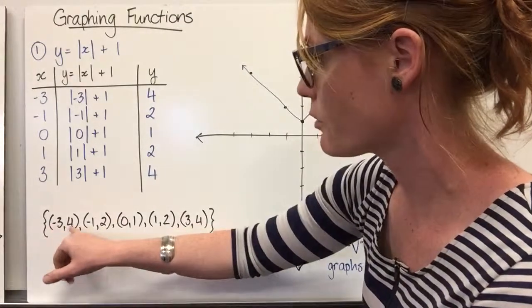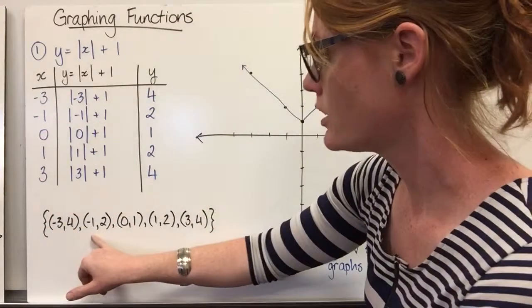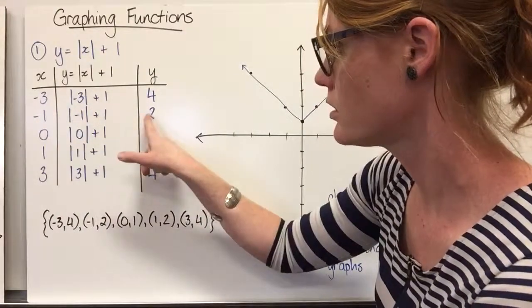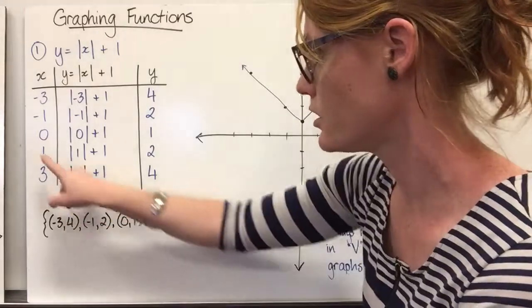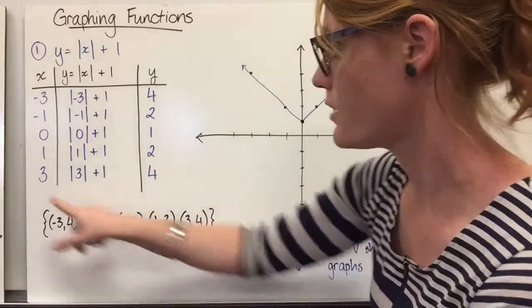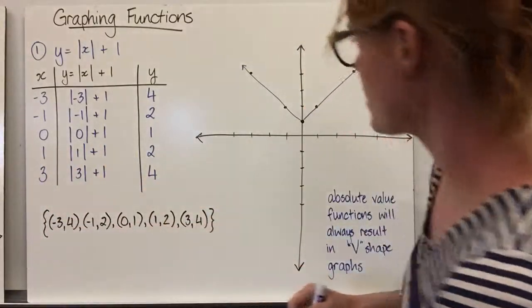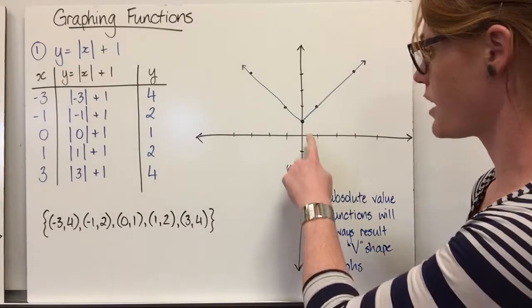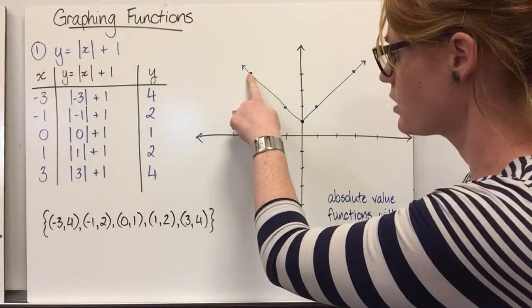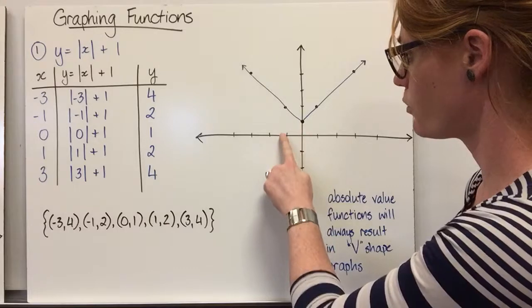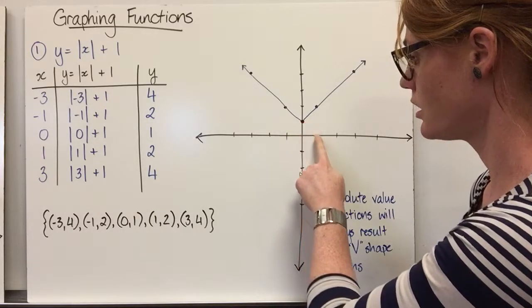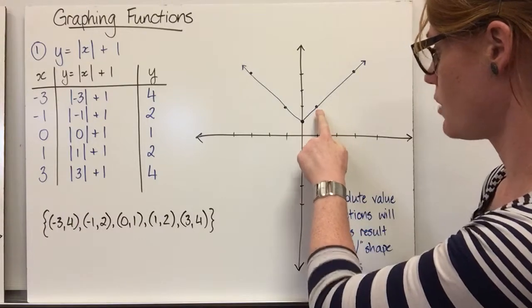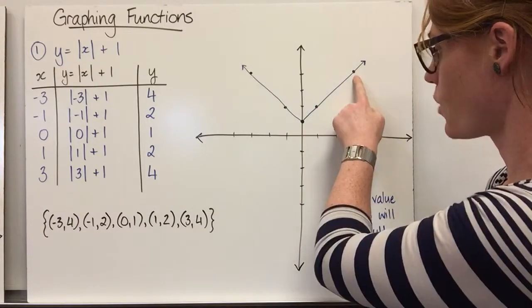We have (-3, 4), (-1, 2), (0, 1), (1, 2), and (3, 4). So I've plotted those on our graph. We have (-3, 4), (-1, 2), (0, 1), (1, 2), and (3, 4).